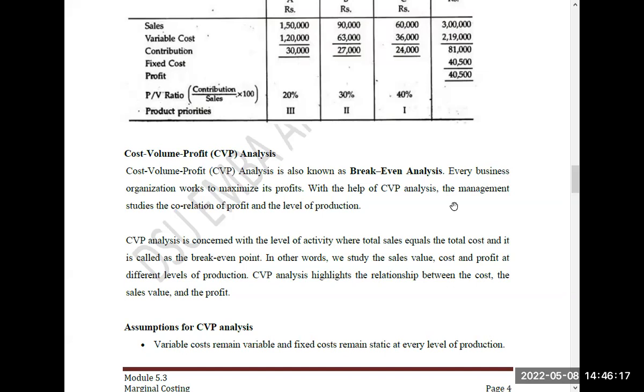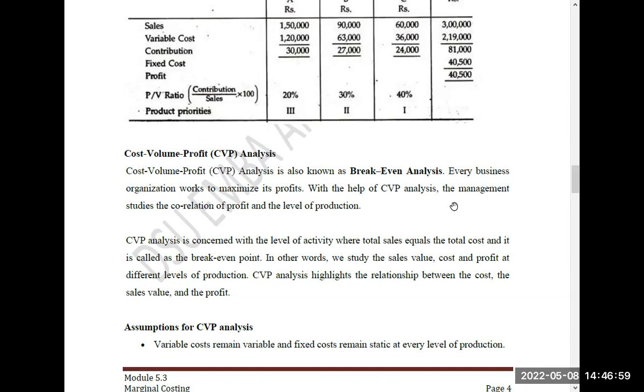Okay. Every business organization works to maximize its profit with the help of CVP analysis. The management studies the correlation between cost, volume, and profit. How an increase or decrease in the cost and volume affects the profit of an organization. The level of production increase or decrease, how it is going to affect the profit. A 50% increase of output does not necessarily result in a 50% increase of profit. It may increase more than 50% because the cost increases only by variable cost. Fixed cost is not increasing.